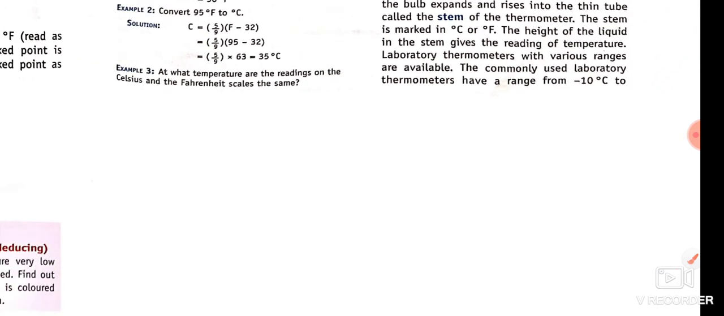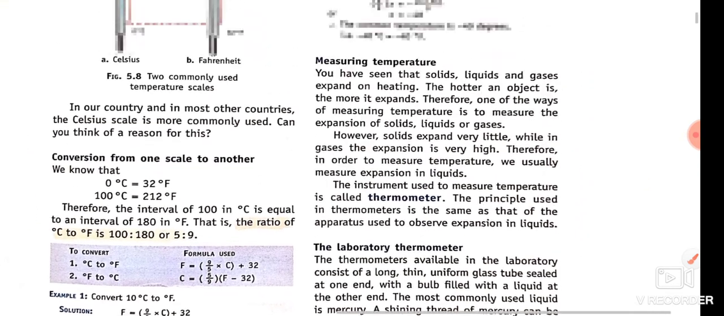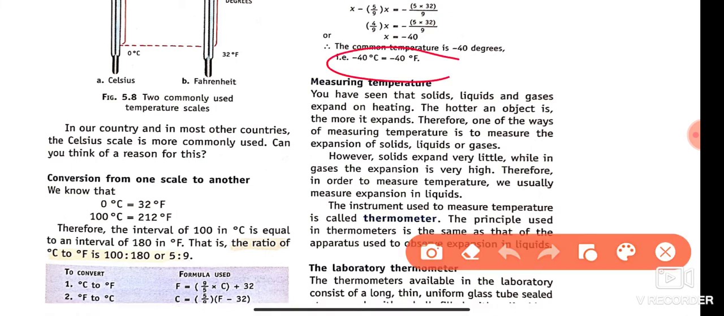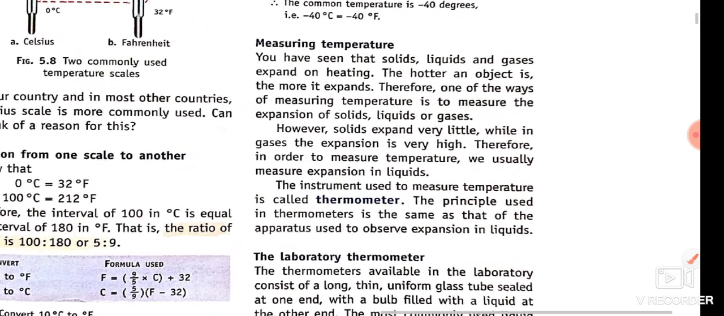I hope students you got it well, and some examples are given in your book, so try yourself. And the temperature at which the Celsius and Fahrenheit scales are both equal is minus 40. Minus 40 is that temperature at which the Fahrenheit scale and degree Celsius both have an equal value. The solution is given here, so try yourself.